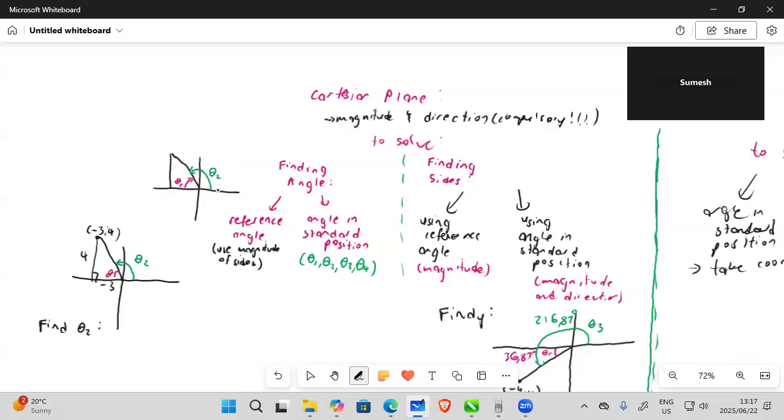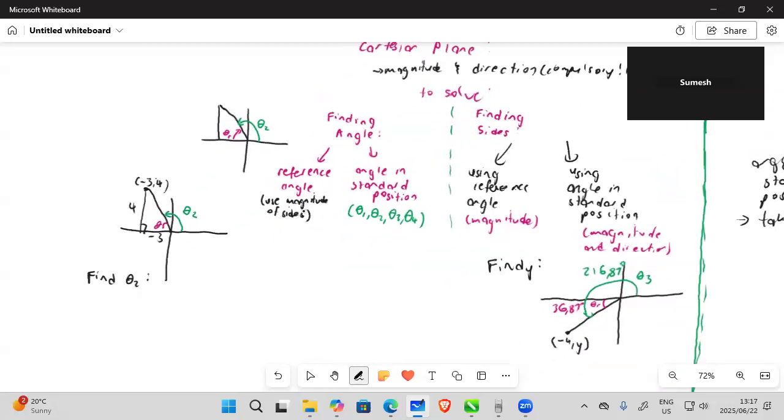So like this case here, I want to find theta 2, but I need to first find out what theta reference is. But how do we find the reference angle? It's not as straightforward as we think it is. See, theta reference is here. What are we given? We're given opposite and adjacent. So we'll say tan of theta reference is equal to opposite over adjacent. You can see I did not take the side with the direction. I took only the magnitude of the side. So that's the rule you need to remember. To find the reference angle, you take the magnitude of the side.